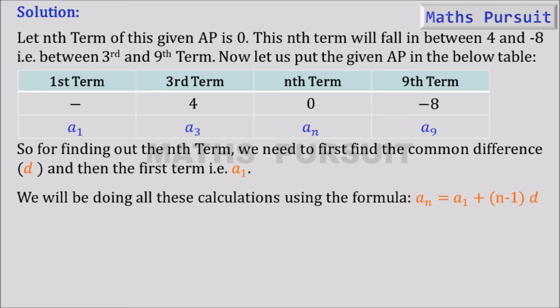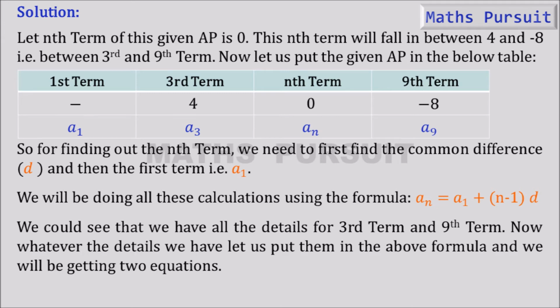We will be doing all these calculations using the formula AN is equal to A1 plus n minus 1 into D. We could see that we have all the details for the third term, that is 4, and for the ninth term, minus 8. So whatever details we have, let us put them in the above formula and we will be getting two equations. Let us see how we are calculating this.